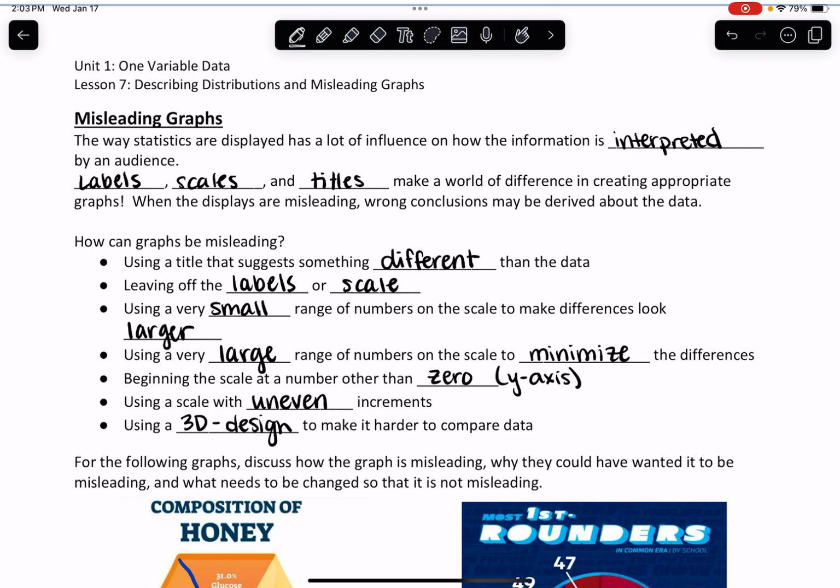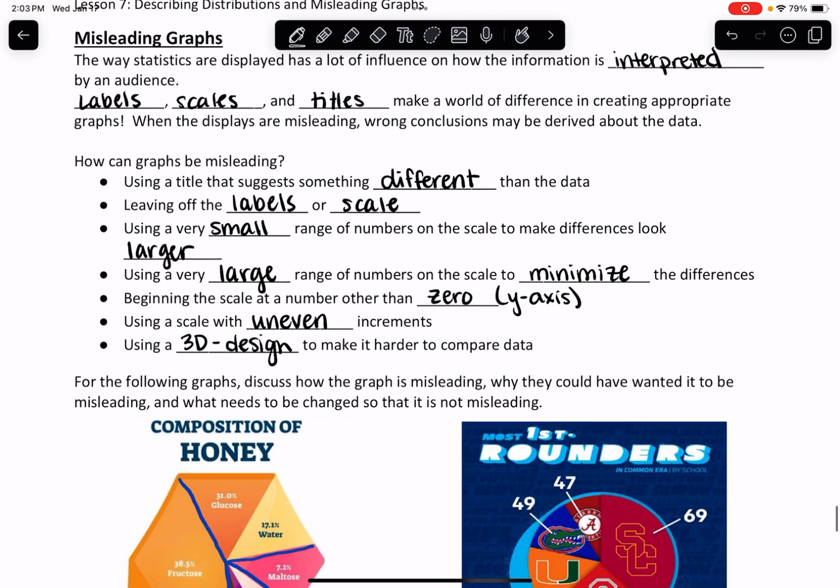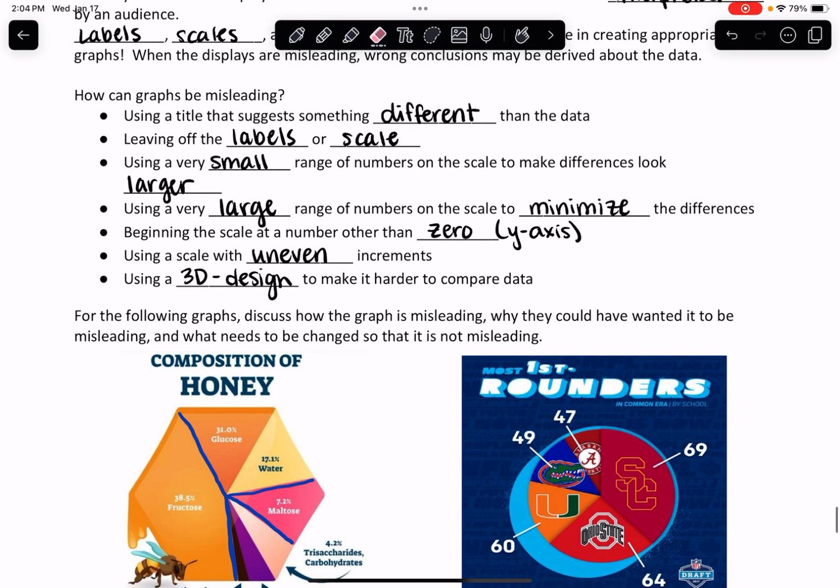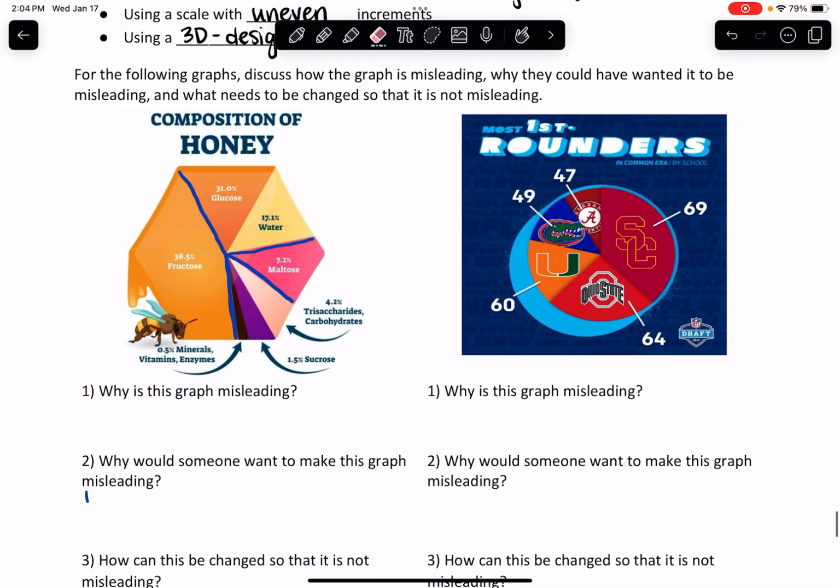So there's several graphs on the page that we're going to go over. We're going to discuss how it's misleading, what they could have wanted it to be, and what we need to change to make sure it's not misleading anymore. So the first two graphs, we're going to look at the composition of honey. This graph is misleading for a couple of different reasons.